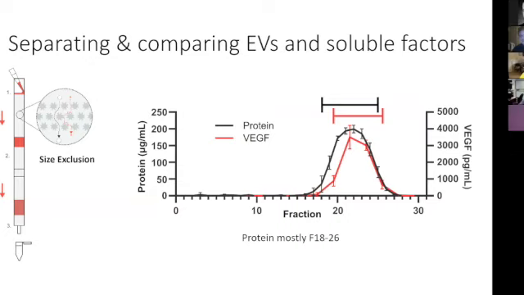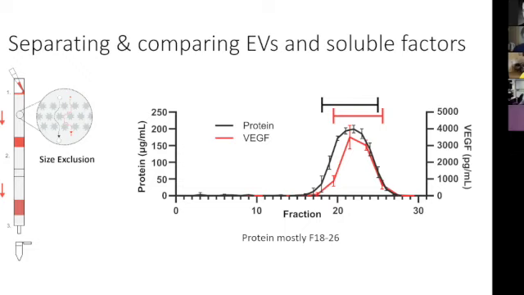Conversely, when I looked at the protein content of these fractions and the VEGF content specifically, that's all coming off much later, with a peak at around fraction 22, 23. So there's a small zone of overlap around fraction 18, but broadly speaking, the EVs and the soluble protein are separated by this method.